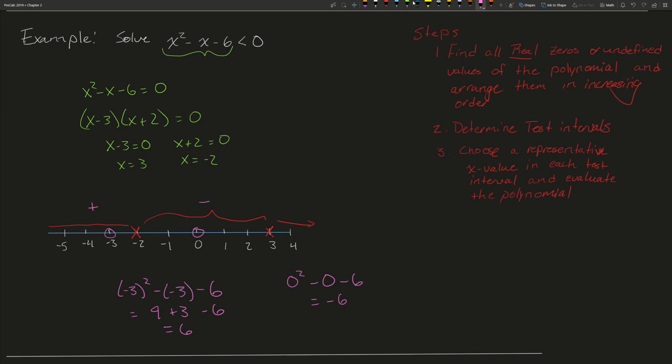Then we choose something to the right of 3. So let's choose 4. When we do that, we get 4 squared minus 4 minus 6, which is 16 minus 10, which is equal to +6. Because this value is positive, everything in this interval will also be positive.